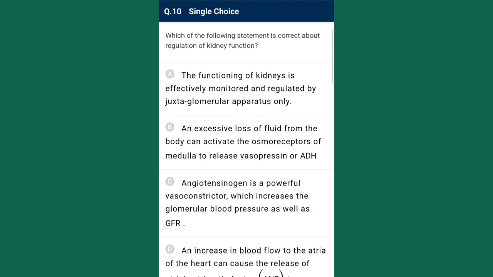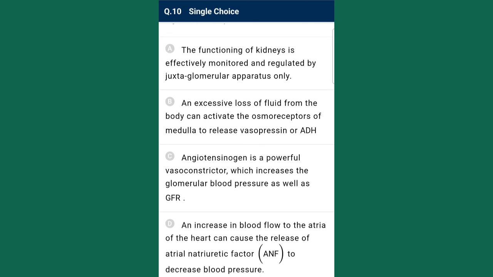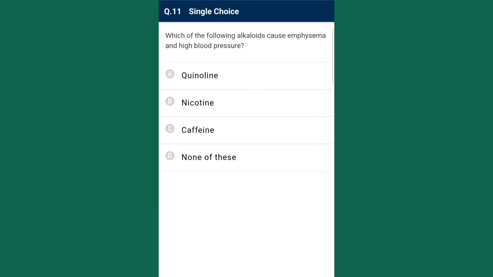Question number 10. Which of the following statements is correct about regulation of kidney function? In the regulation of kidney function, an increase in blood flow to the atria of the heart can cause the release of atrial natriuretic factor to decrease blood pressure. So that is the correct option. The answer is D.